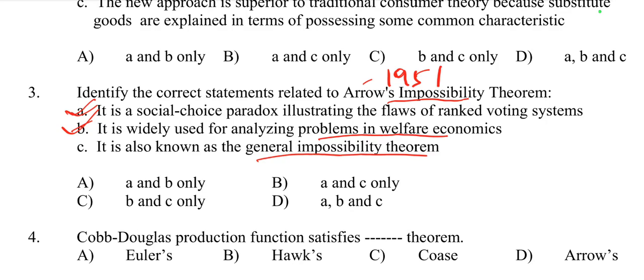So the theorem concludes that no voting system can satisfy all of the conditions at the same time. This result reveals the inherent limitation of voting systems in aggregating individuals' preferences into a collective decision in a way that is entirely fair and rational according to these criteria. So options A, B, C are all correct according to Arrow's impossibility theorem. So option D is right.